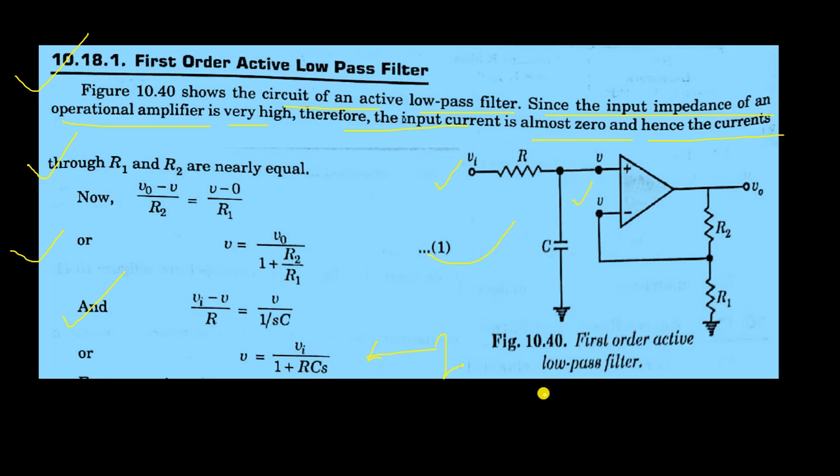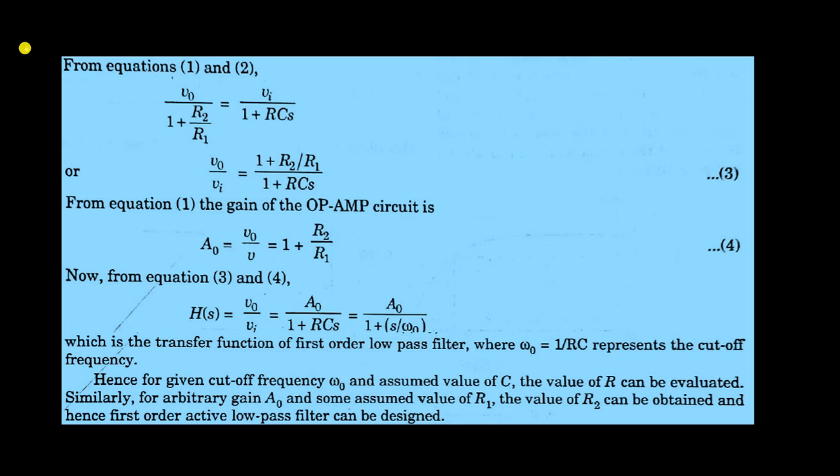Now moving to the next slide. From equations 1 and 2, the ratio V0/Vi = (1 + R2/R1)/(1 + RCS). This is equation number 3. From equation 1, the gain of the op-amp circuit is A0 = V0/V = 1 + R2/R1. This is equation number 4.